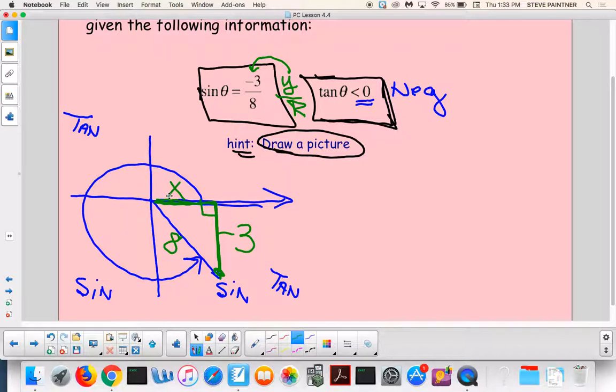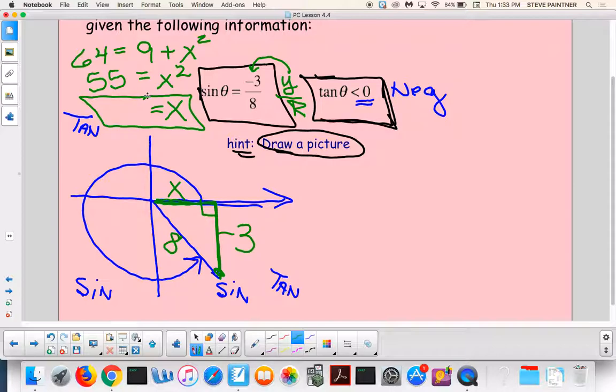Pythagorean theorem, exactly. Square the hypotenuse, 64 equals your leg squared, 9, plus your other leg squared, x squared, and you get 55 equals x squared. Square root of that is what? Square root of 55. So this right here is the square root of 55. This is what I was talking about. This is a messy one, okay?